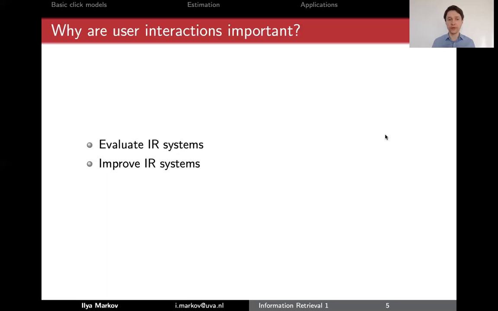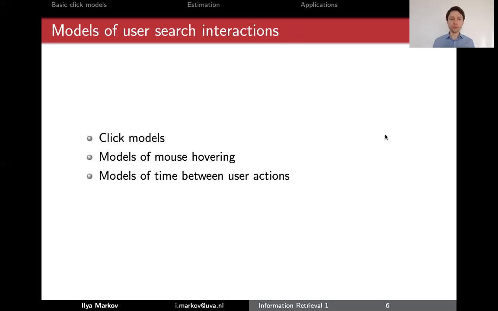And in this set of videos, we'll talk about models of user interactions. We will specifically talk about click models, so models of user clicks. But of course, there are other models of mouse hovering. We also build a model of time between user actions, and you can find other models. Well, there are no models of scrolling yet, but you can build one, for example. And that's what we will focus on in this set of videos.